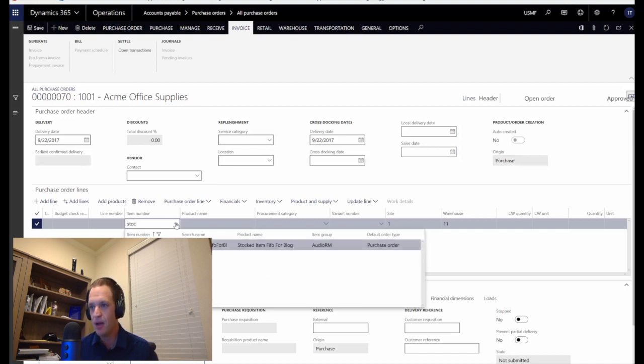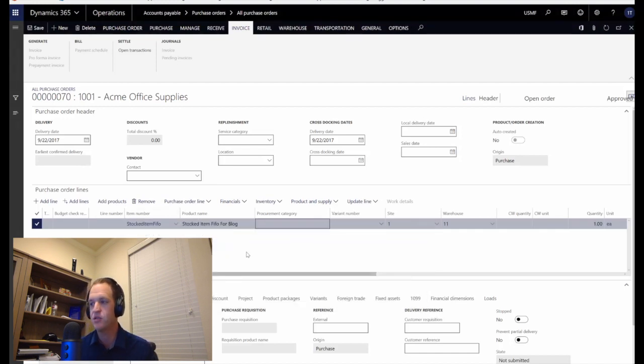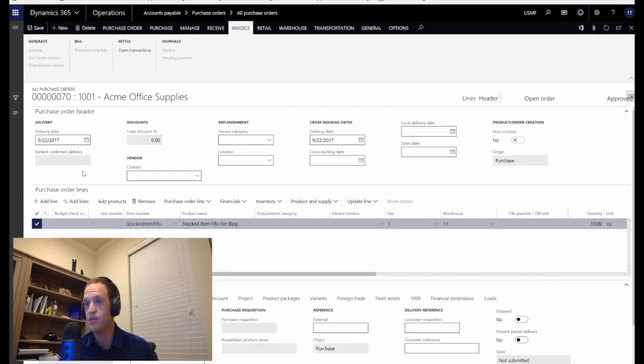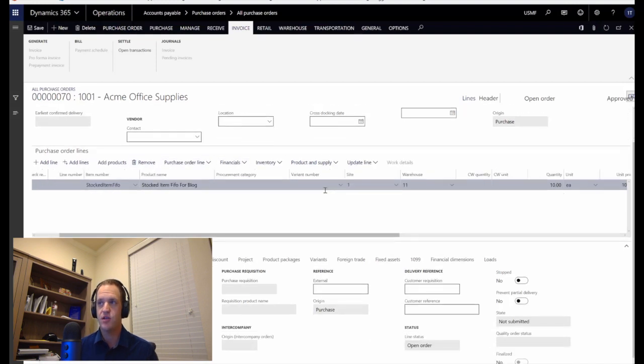Okay, so I use that item. I'm putting it into a specific site and warehouse, and I'm doing a quantity of 10, and we're going to do it at $10 per unit. So I'm also going to apply a location to this, but basically I'm going to go ahead and confirm the order.